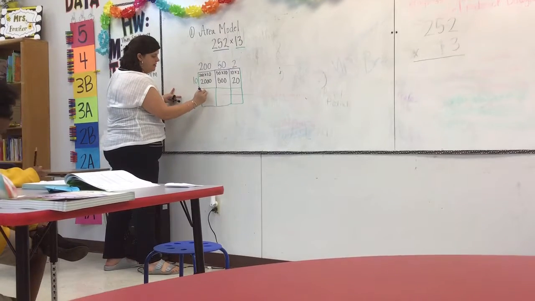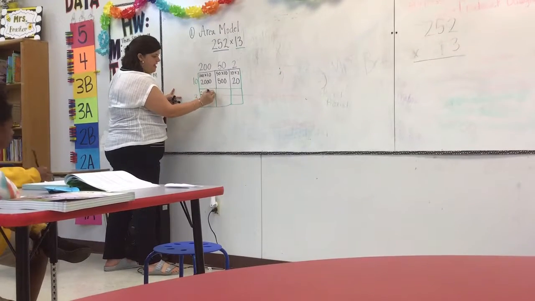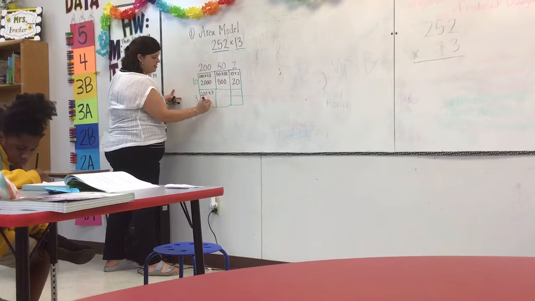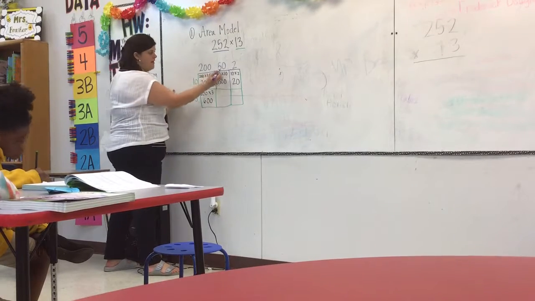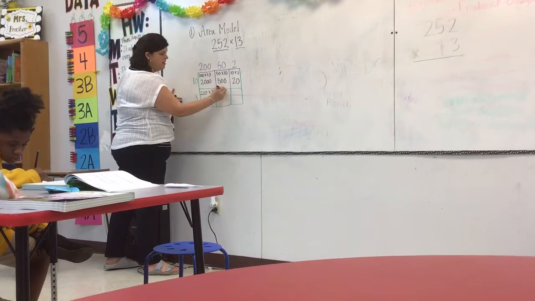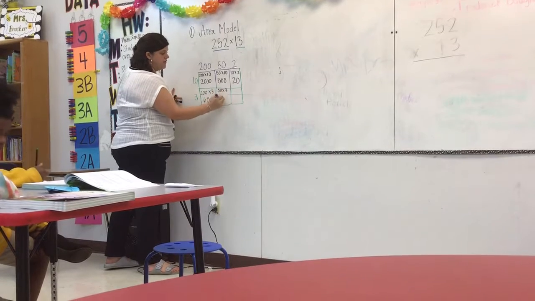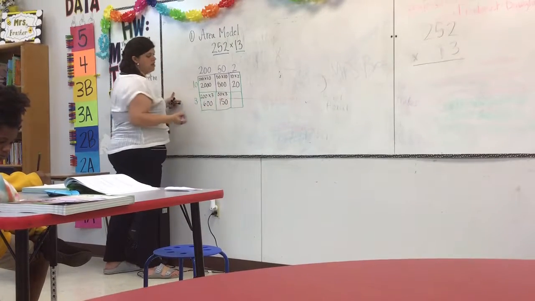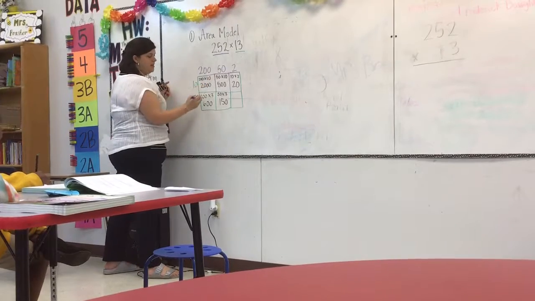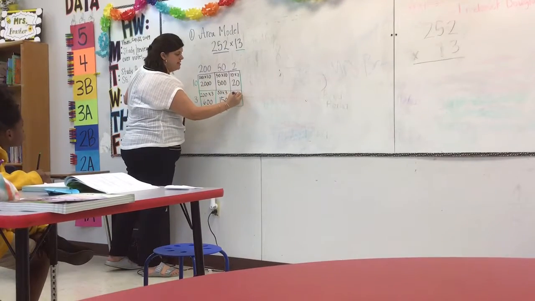200 times 3. 600. 2 times 3 is 6. Add your 2 zeros onto the back. 600. 50 times 3. 5 times 3 is 15, but we have to add that 0, so 150. And then 2 times 3 is very simple. What is it? 6. Very good.